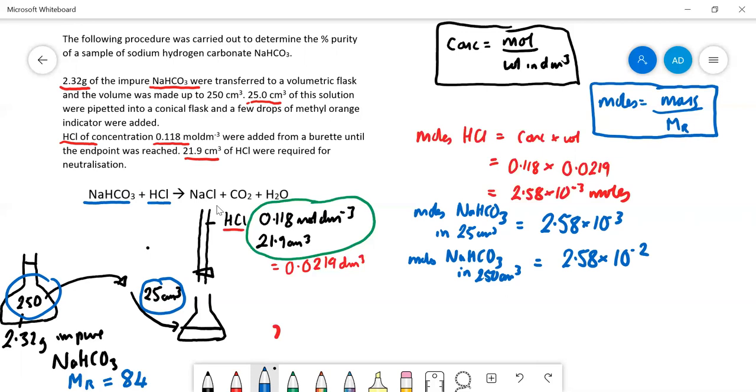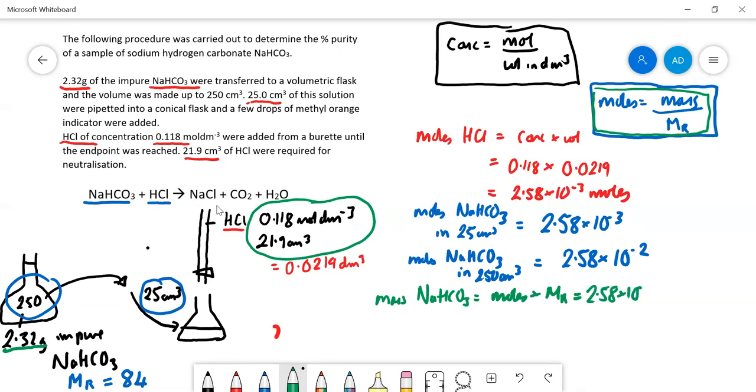Right, now we need to work out the percentage purity. So we know the number of moles of sodium hydrogen carbonate. We want to work out what mass that is. And that mass is going to be somewhat less than this 2.32 because that's impure. So it's got a bit of other stuff in it that's not sodium hydrogen carbonate. So how do we convert moles into mass? Well, we use this equation. So let's write down mass of sodium hydrogen carbonate: moles times MR. 2.58 times 10 to the minus 2 multiplied by 84, which is the MR of sodium hydrogen carbonate. That's equal to 2.17 grams.